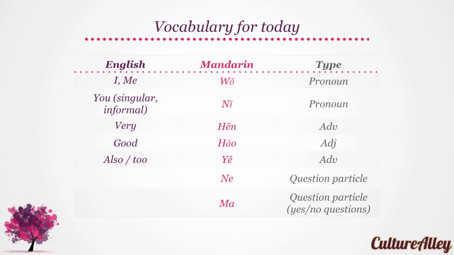I, or me, translates to 我. Very translates to 很. Good translates to 好. Also, or too, translates to 也. To be verb, including is, am, are, translates to 是. Ne is a question particle for repetitive questions. And finally, ma is a question particle for yes or no type questions. Great work!